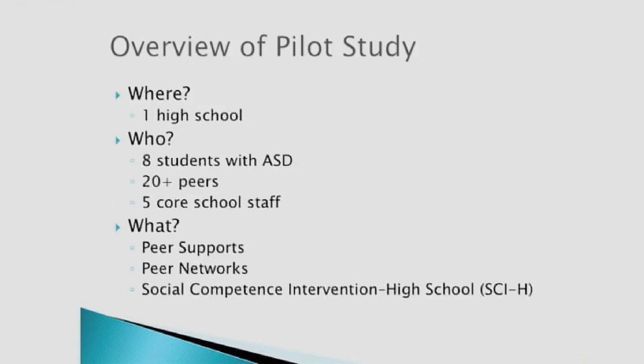So let's talk about the social interventions that we did this last year. We have peer supports, peer networks, and an intervention called Social Communication Intervention for High Schoolers. We completed these interventions in one high school. We had 8 students who participated in the program with autism, and then we had probably, I mean, over 20 peers that participated in the program.